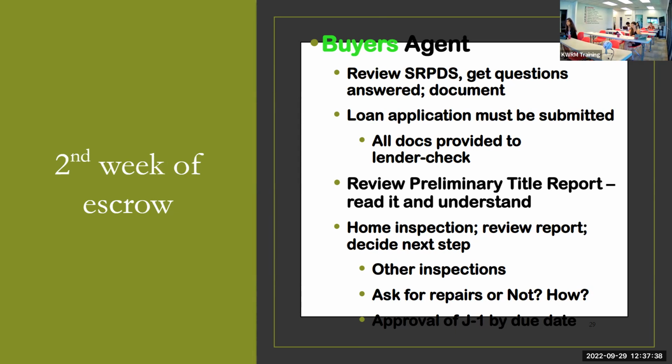The buyer's loan application has to be submitted. All the documents need to be provided to the lender. Just check in with your buyer, make sure that that's happening. Review the preliminary title report, right? Read it and understand. You say, Marion, there are 38 paragraphs on this title report. Yeah, I know. So here's what I do when I see 38 paragraphs on the title report.